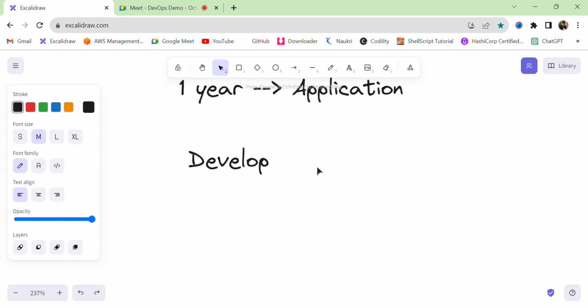Then the development team will write the code in whatever language they use, and they will send this code to the next team, which is called the build team. The next stage is what is called the build stage. Development is wherein the code is written. Build is where the code is made executable.